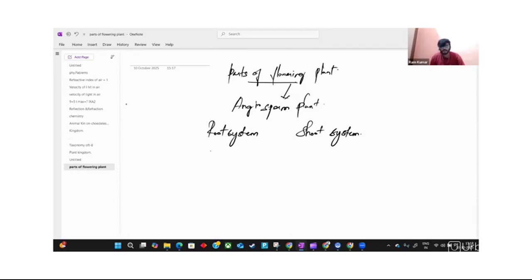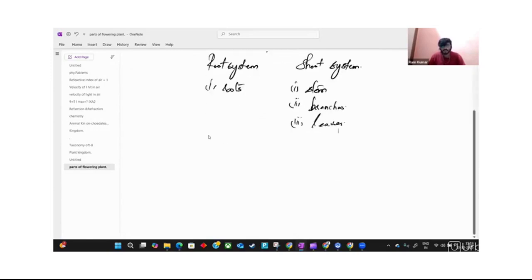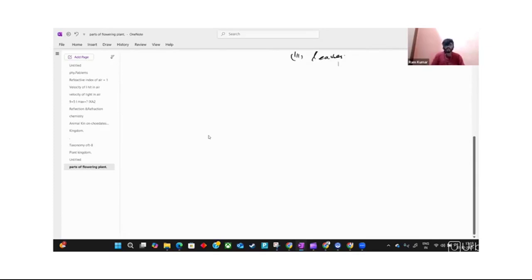The root system consists only of roots, and the shoot system consists of stem, branches, and the third one is leaves. So let's briefly dive into the root system and shoot system of the angiosperm plant. First we are going to discuss the root.